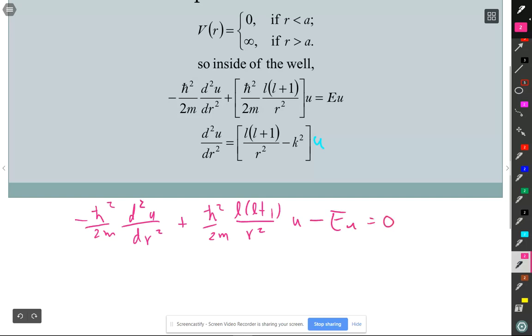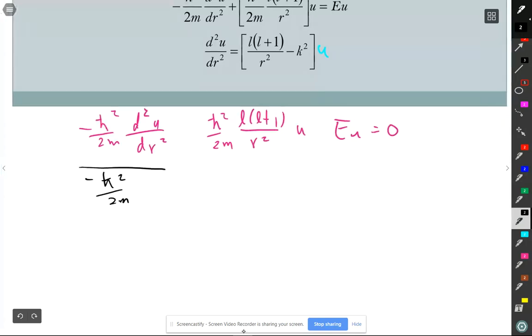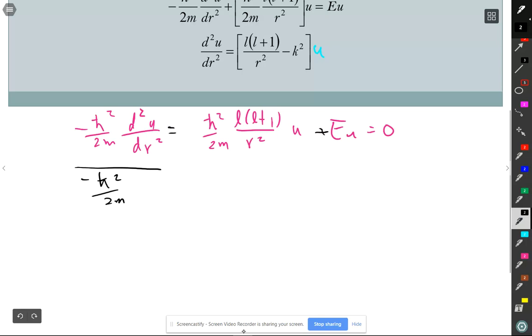So the first thing was I subtracted EU from both sides. And then I divided everything. Actually, I should have done it the other way. Looking at what I have there, I moved it the other way. I moved that term over. It's the same. Divide everything by minus h bar squared over 2m. Get rid of that equals 0 because that's not what I did.